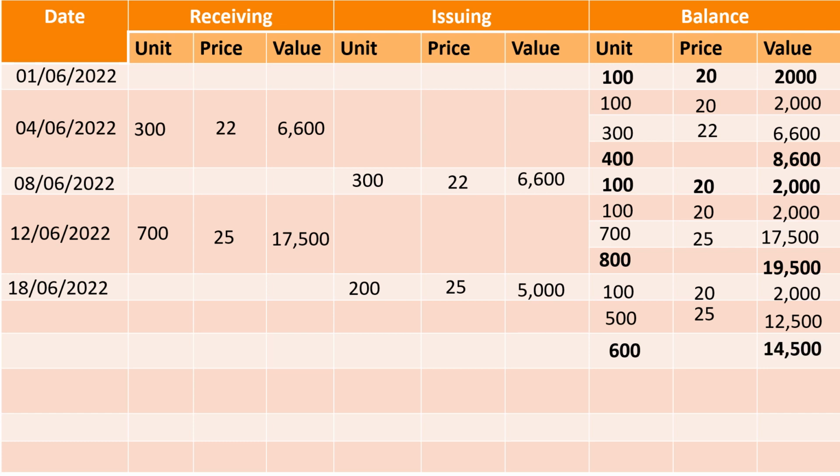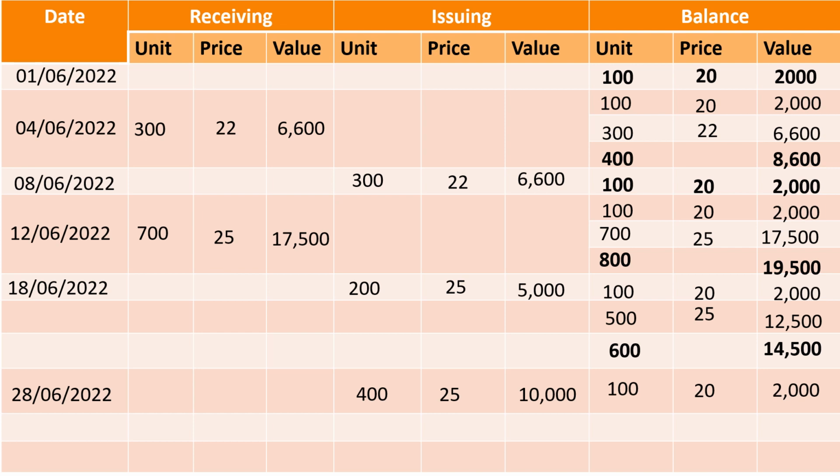So we are left with 600 units at 14,500 rupees. On 28th June, they have issued another 400. Still, we have to go for the latest price. Since we have 500 units left at the current price, we can issue this at the current price. So the price is 25, and the value is 10,000.